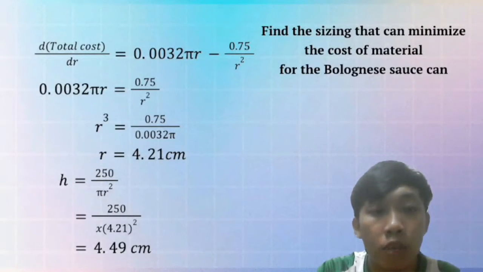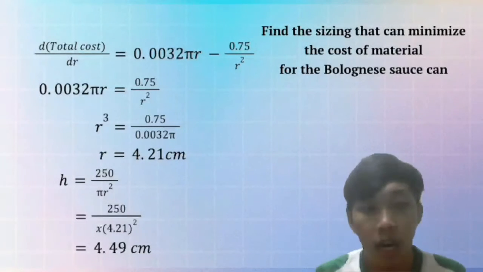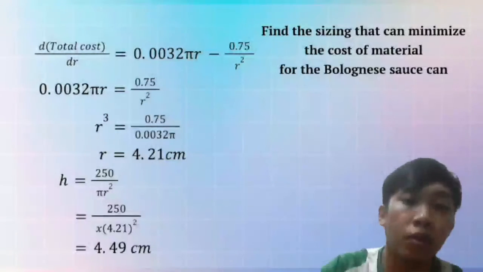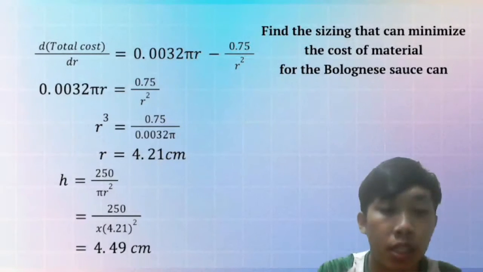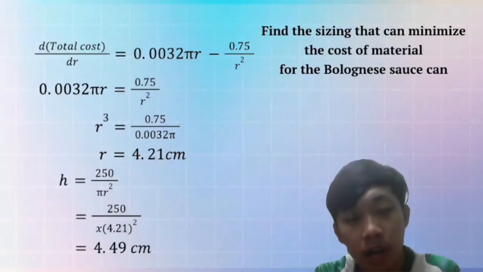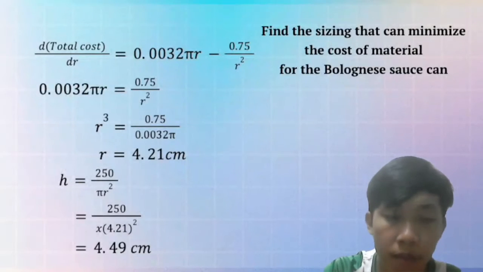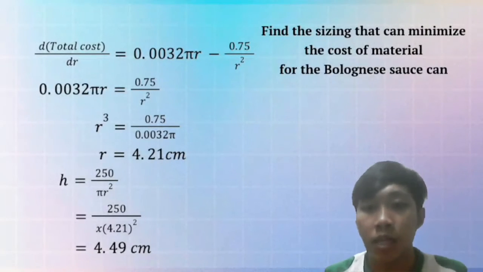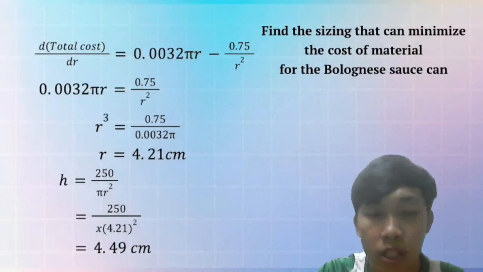Take the equation from question number 1. We substitute the r value, which is 4.21 cm. Then we just divide and get the answer for height, which is 4.49 cm. That is the sizing that can minimize the cost of material for the Bolognese sauce can.